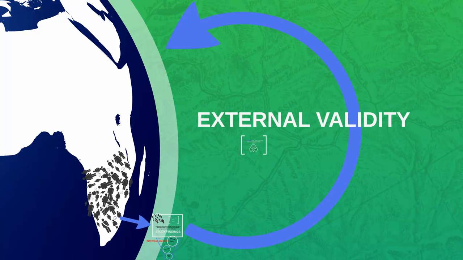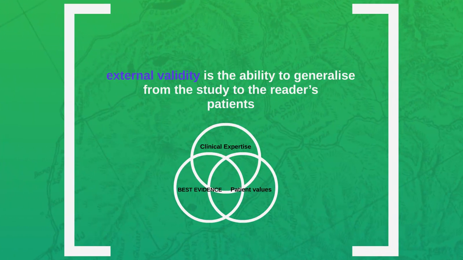Can we generalize it? So external validity really is the ability to generalize from the study, the actual point estimate in the study, to the reader's patients, to my patients. And that's just taking the point estimate over to the population. And we can determine that by looking at the sample in our study and seeing how close it resembles our target population. And if there's a very good resemblance, then we can say, oh, maybe there is good external validity.